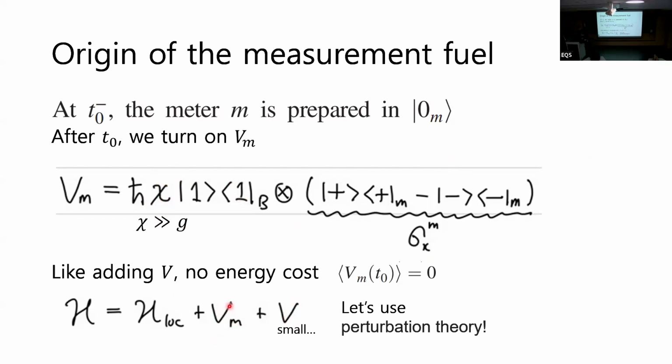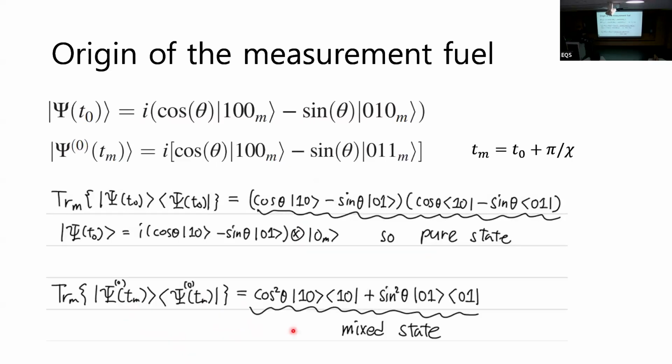So we can apply perturbation theory. It is very 0, so we diagonalize this, obtain the eigenfunctions, and use perturbation theory. And then after some fancy and exciting calculation, we can obtain this result. Then tracing out M, a partial trace. Then at T0, it is a pure state.